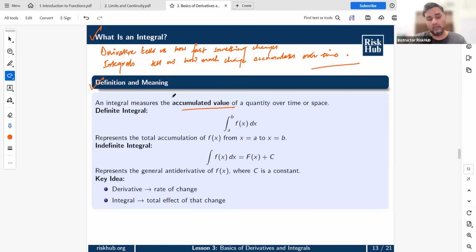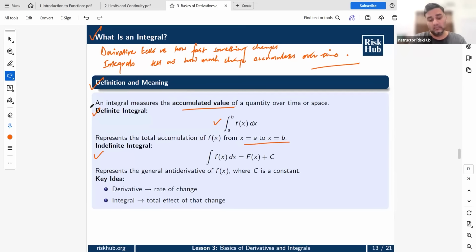Whenever we have to find the accumulated returns, the accumulated cash flow, the total probability, or the total profit and loss over time, then we take the accumulated value. The mathematical definition is given here: the integral from a to b of f(x) dx. This represents the total accumulation of the function f(x) between a and b. It is the area under the curve between a and b.